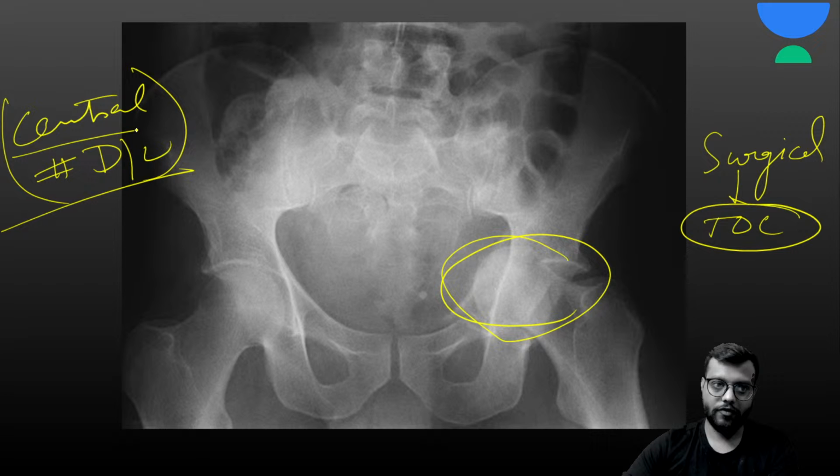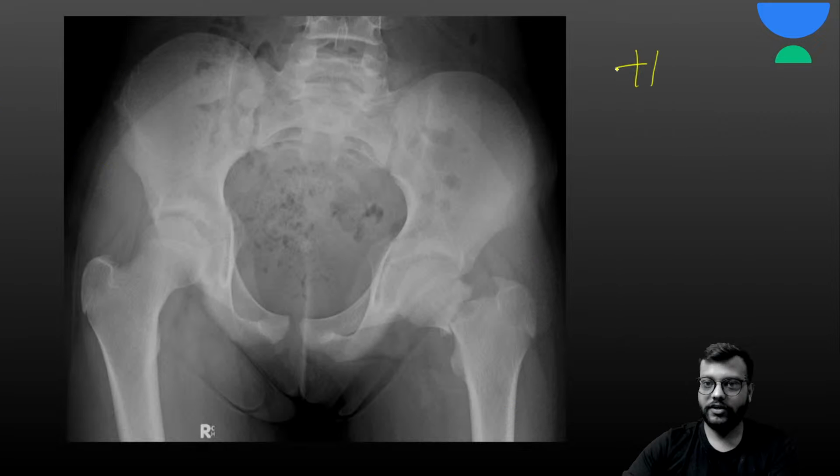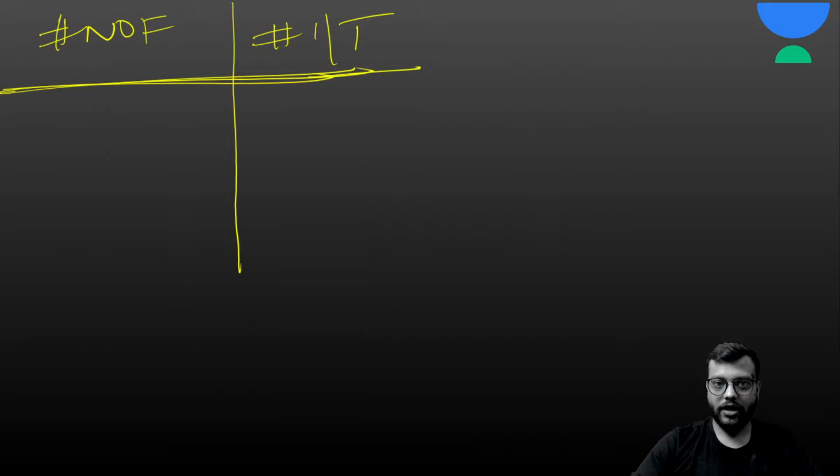Okay, now what is this? This is your fracture neck of the femur. First, we have to differentiate between the fracture neck of the femur and the fracture intertrochanteric femur, that is IT femur. The neck of femur is the neck, and IT femur goes between the greater and lesser trochanters. So the neck of femur is your intracapsular, whereas IT femur is extracapsular.